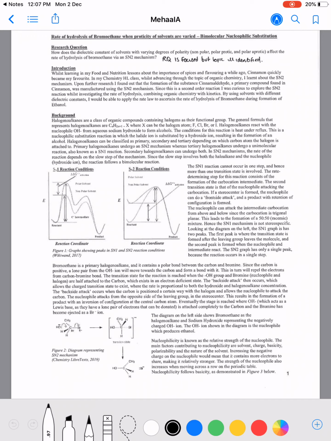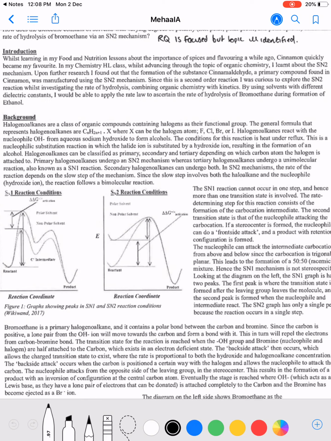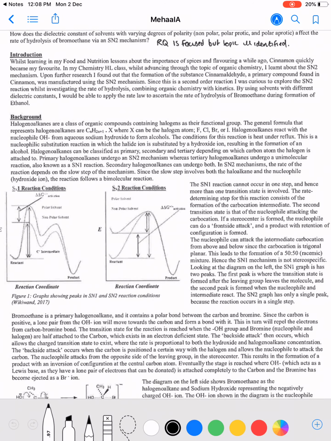Okay, what's nice? The research question: how do the dielectric constants of solvents with varying degrees of polarity, non-polar, polar protic, and polar aprotic, affect the rate of hydrolysis of bromoethane via an SN2 mechanism? I like it and I don't like it. I like the fact that it's very descriptive and very chemistry focused. It's quite unnecessarily complex. I think "How does the dielectric constant affect the rate of hydrolysis of bromoethane via SN2" would have been a bit more focused, but we'll let the students off for that because it's actually got lots of lovely chemistry in it.